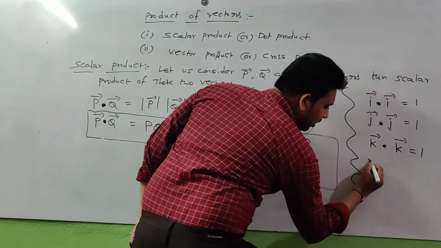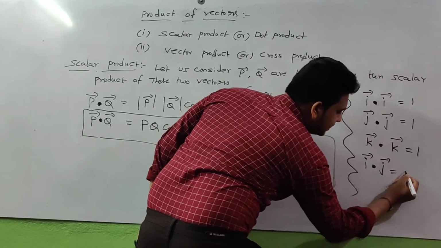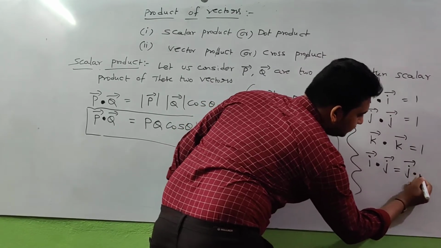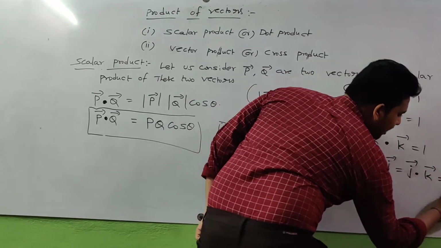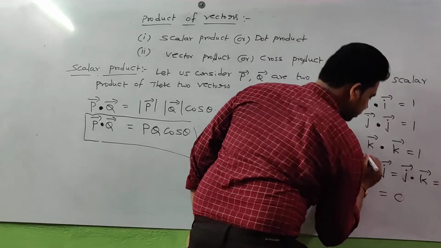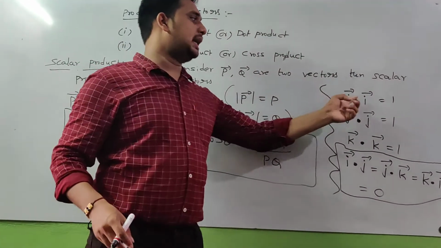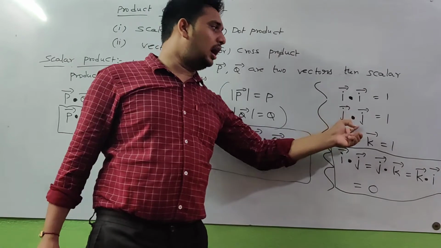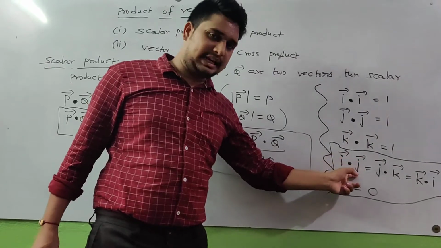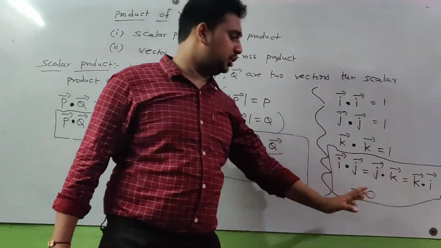Next, I bar dot J bar, J bar dot I bar, J bar dot K bar, and K bar dot I bar, all these values are equal to 0. So this is very important for the dot product. I bar dot I bar is equal to 1, J bar dot J bar is equal to 1, K bar dot K bar is equal to 1, and I bar dot J bar, J bar dot K bar, K bar dot I bar are equal to 0.